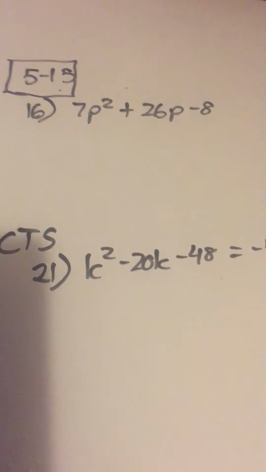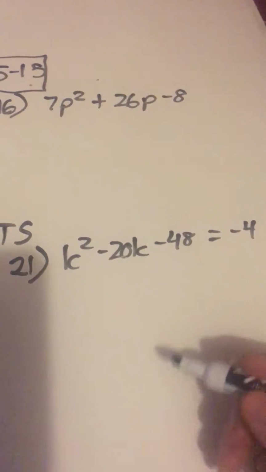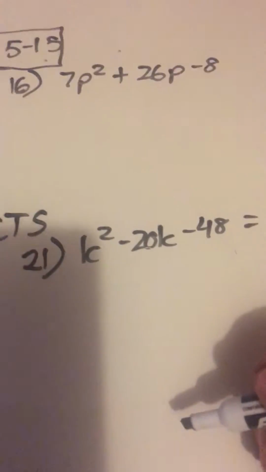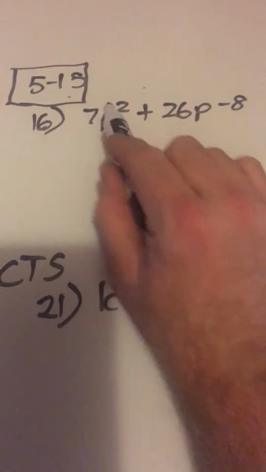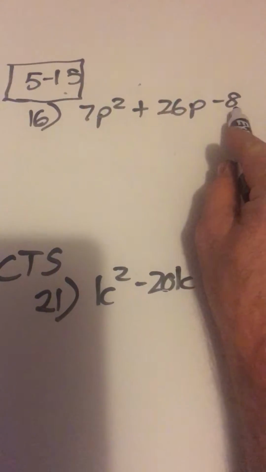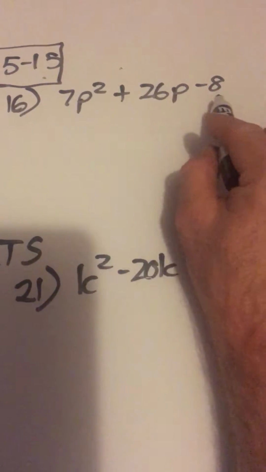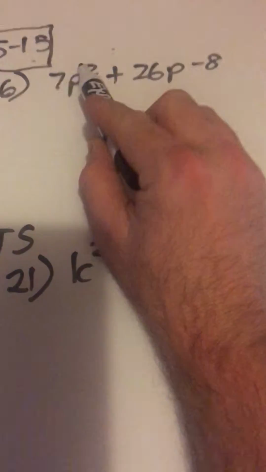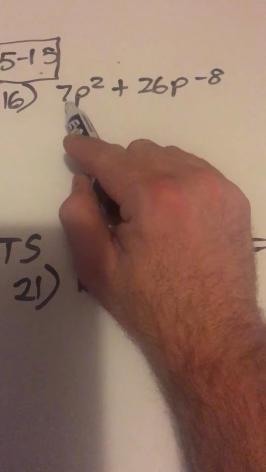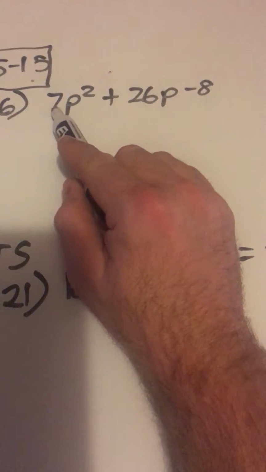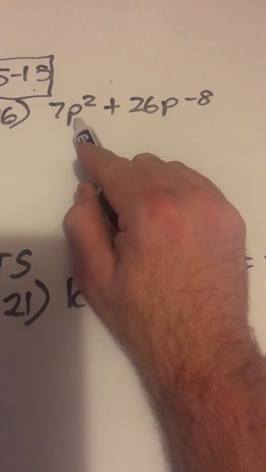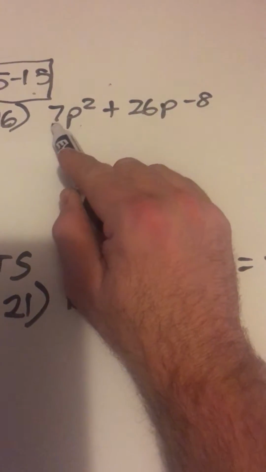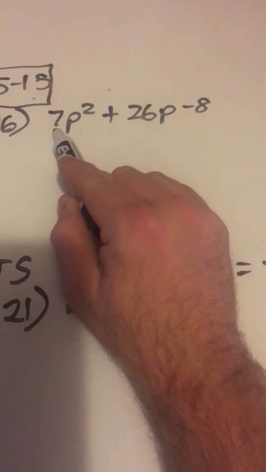Alright, this is help for video or worksheet 515. You'll notice at the top that we have a different type of quadratic equation, where the coefficient in front of the p squared, what we call the a, is greater than 1.